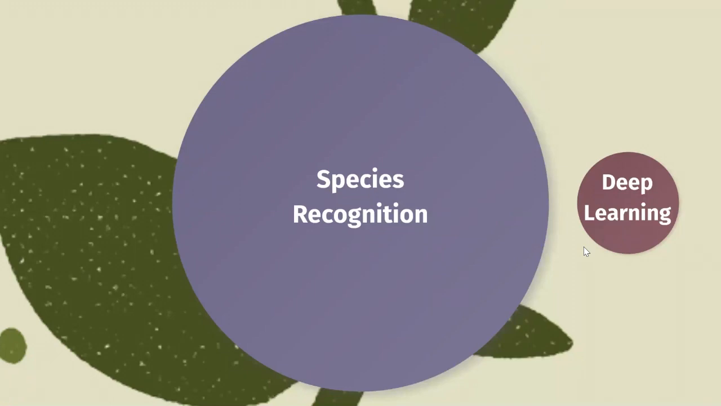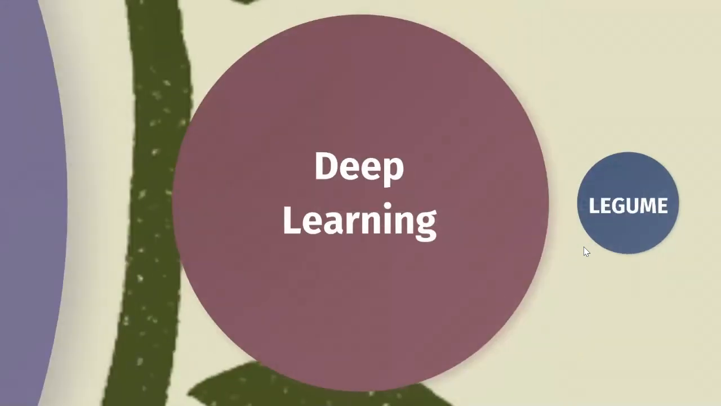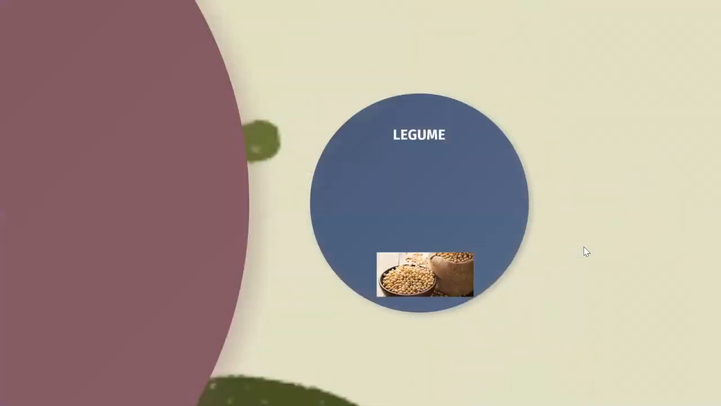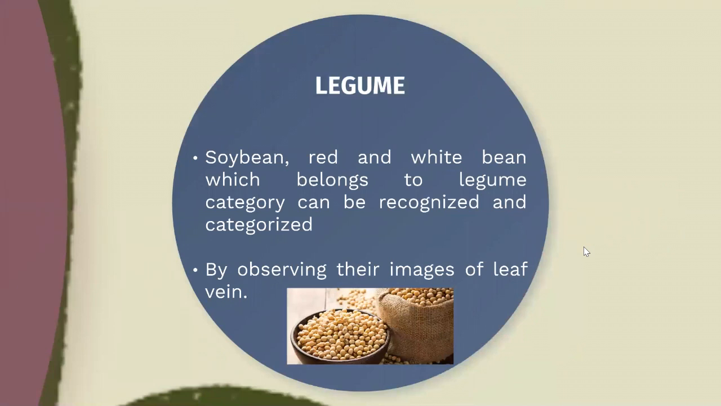Species recognition can be done with reduced classification and recognition time. The model that can be used is deep learning. By using this model, soybean, red bean, and white bean, which belong to the legume category, can be recognized and categorized. This can be done by observing images of their leaf weight. Now we have finished species recognition.